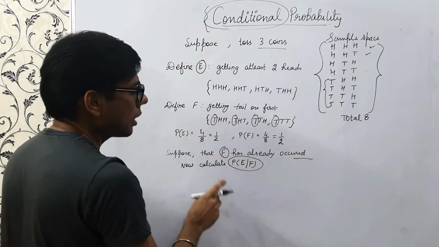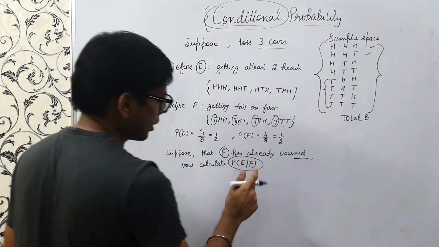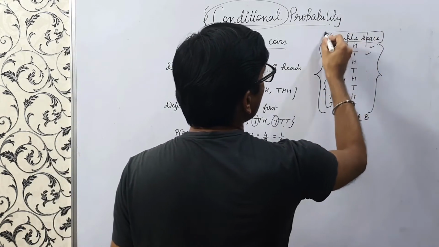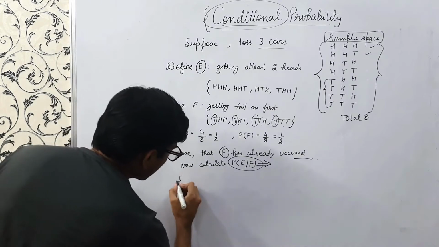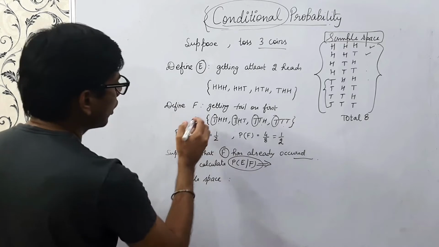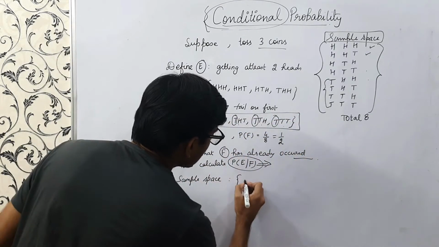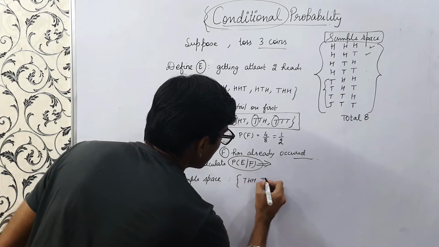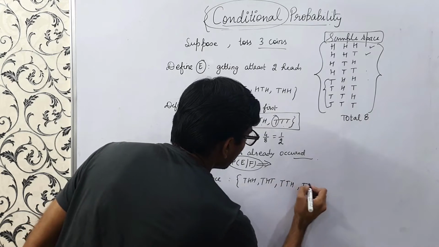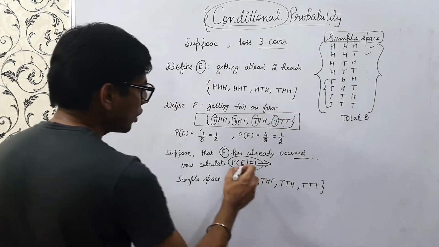The very basic thing which changes in conditional probability is the sample space. Earlier our sample space was this. Now our sample space changes to this: THH, THT, TTH, TTT. This is our sample space for the event given F.